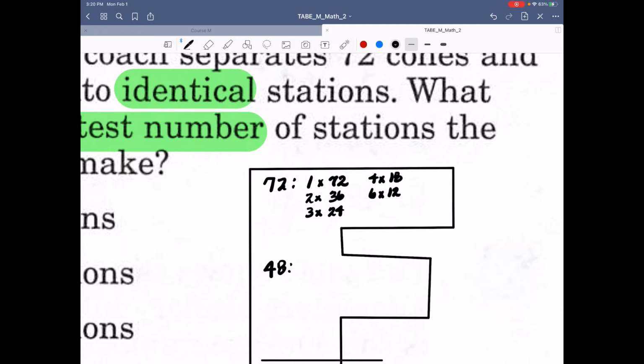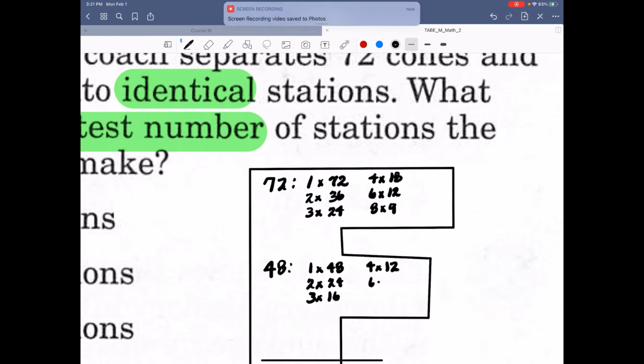And then 8 times 9. So there are the factors of 72. Here are the factors of 48. 1 and 48. 2 and 24. 3 and 16. 4 and 12. 6 and 8.